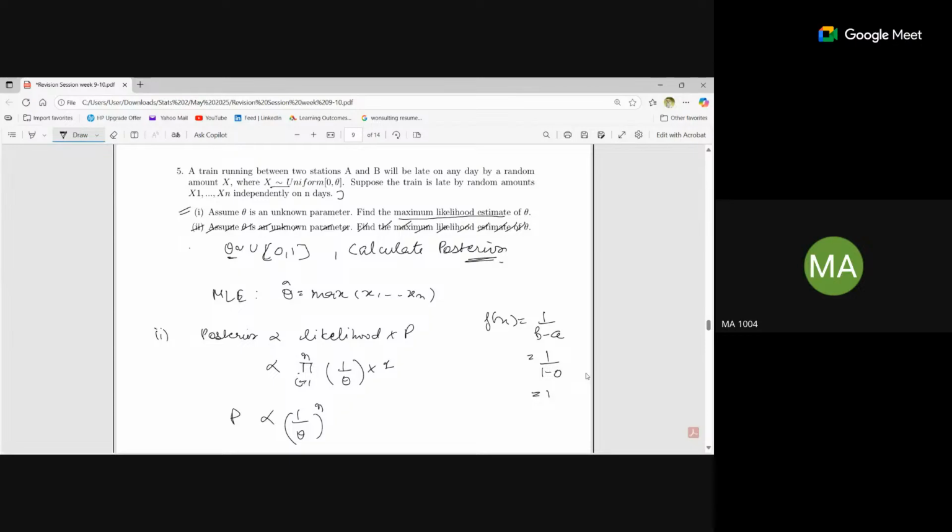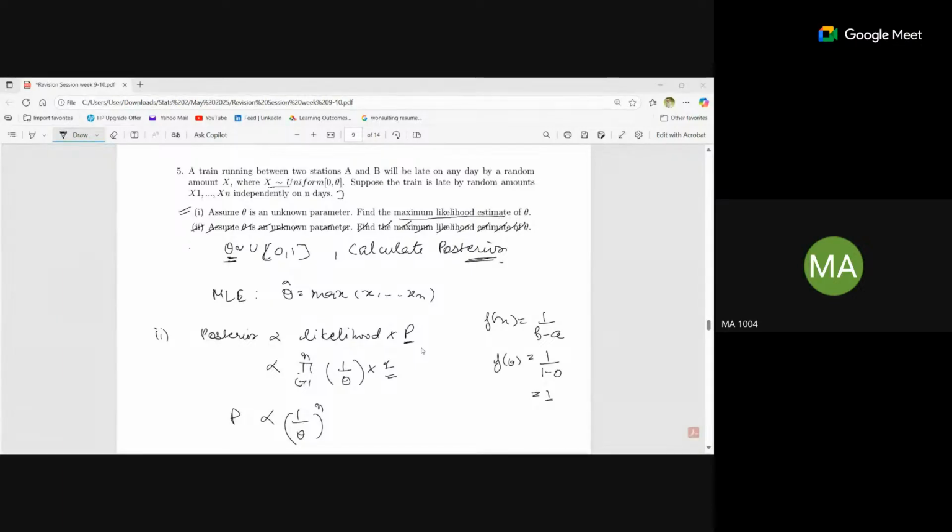Is it fine? Ma'am, it was given uniform 0 theta. No, that is my x. I'm talking about theta. My theta is following uniform. So for theta, my PDF would be what? 1 upon 1 minus 0. So this will be 1. So prior distribution will be equal to 1.